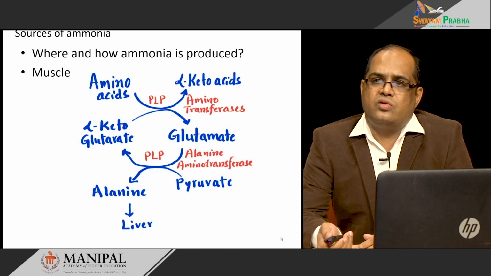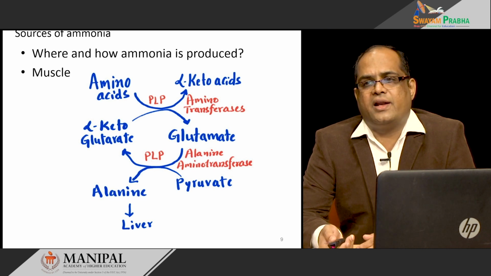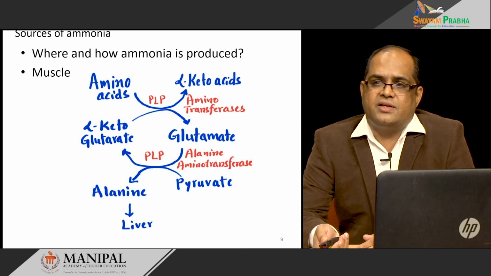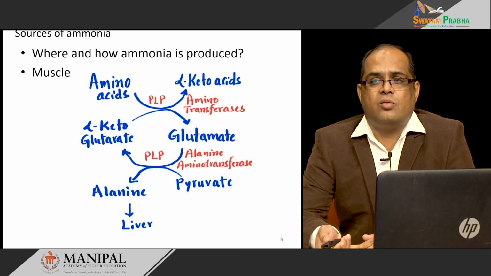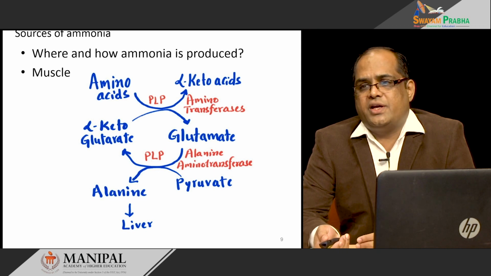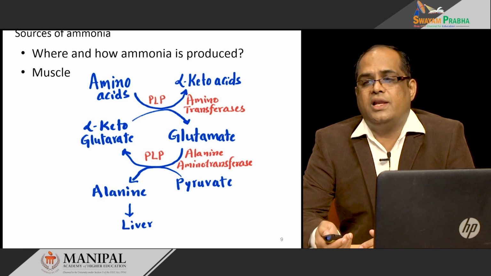Again, the amino group from amino acids in the muscle is not directly dumped into the blood; that is coming through alanine. The reason is that alanine again does not change the body pH. That is why the body knows its biochemistry: it sends the amino groups, ammonia, in the form of glutamine or from the alanine that goes to the liver.